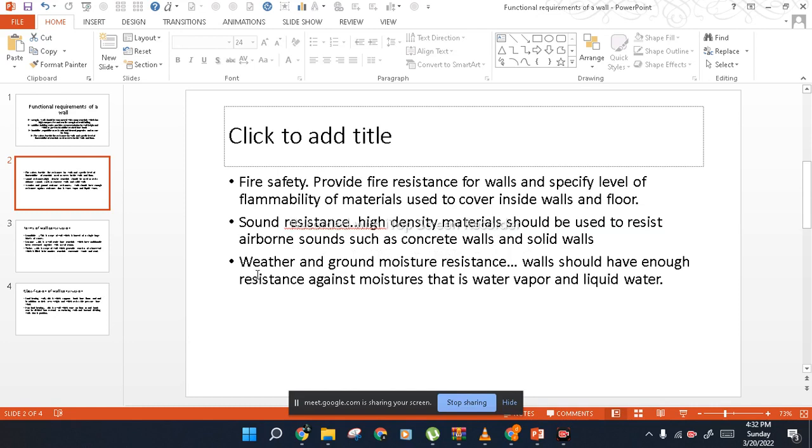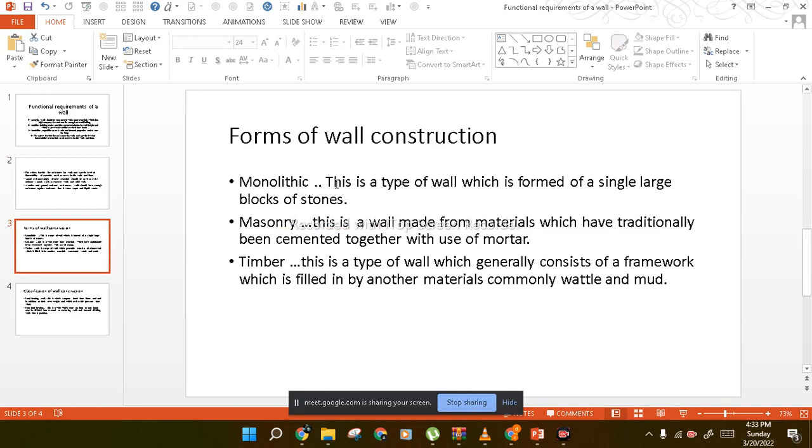Another functional requirement of a wall is weather and ground moisture resistance. What we are talking about, walls should have enough resistance against moisture. Hope you know what moisture is. That is water vapor and liquid water. So I'm saying we have sound resistance, that is, high density material should be used to resist airborne sounds such as concrete walls and solid walls. And then we go to forms of wall construction.